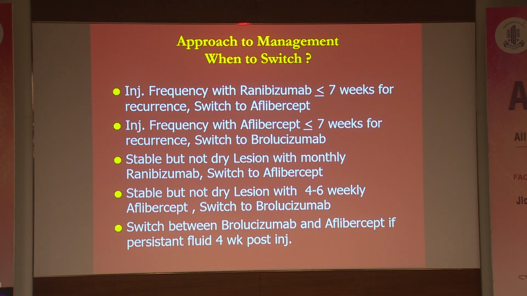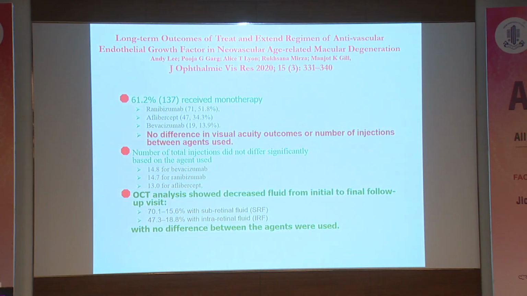I personally prefer, rather than having a 3 months gap, which they say you can give the injection at 3 month intervals, I will intervene with aflibercept in the middle and shift between brolucizumab and aflibercept if there is persistent fluid at 4 weeks post injection. But now, this is last food for thought, because this august panel will help us to put this in perspective.